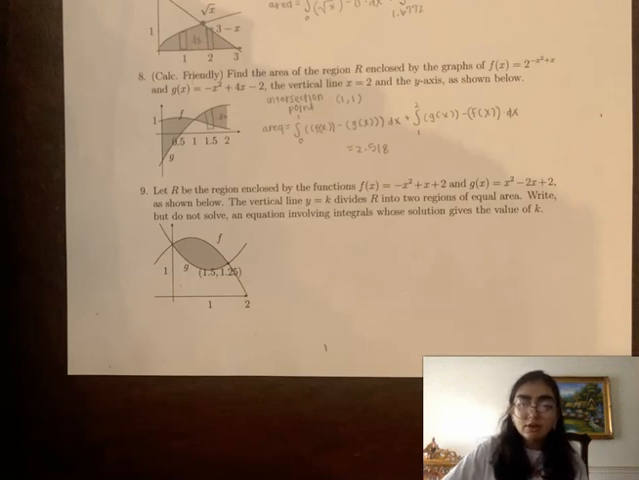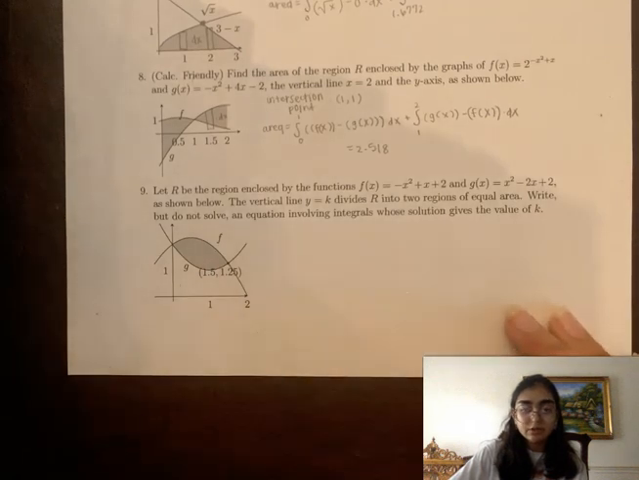First, the question defines what R is. It is the shaded area right here. And then it goes on to say that the vertical line y equals k divides R into 2 regions of equal area. So what does that mean? That means that there's going to be a line splitting this graph in half equally.